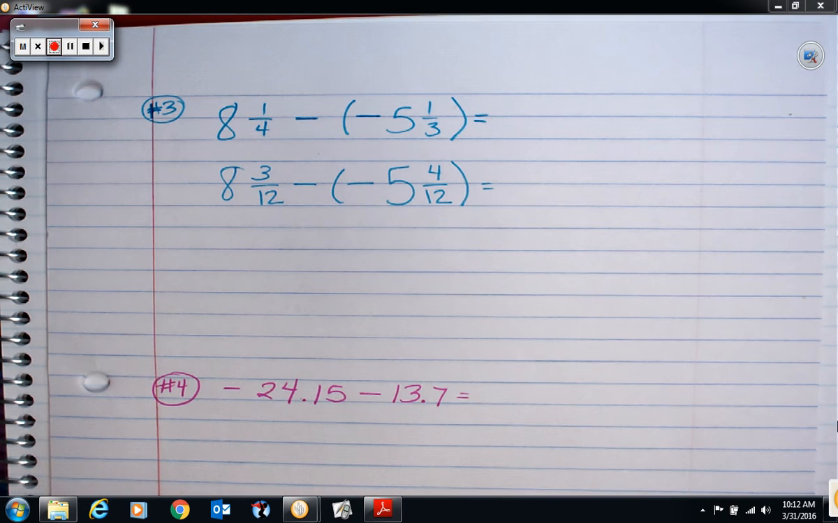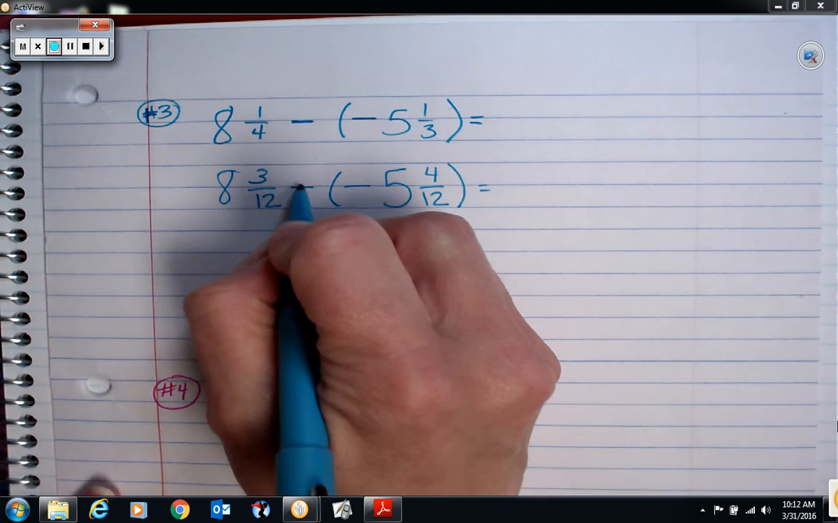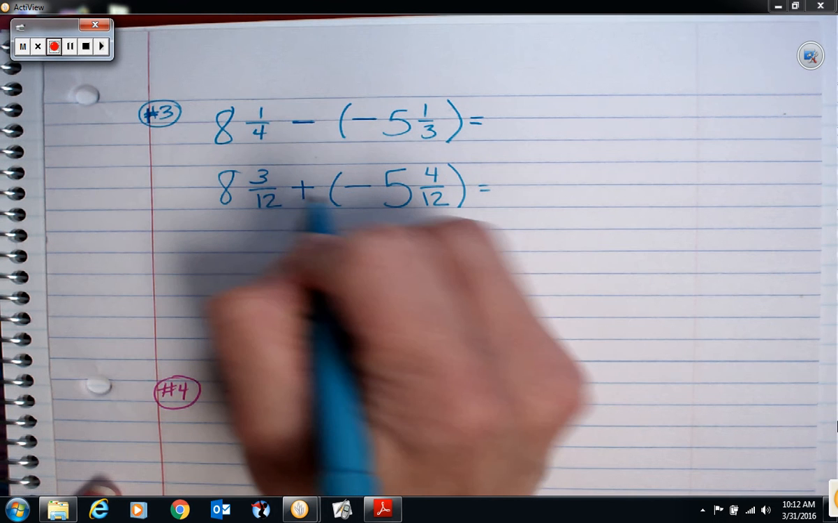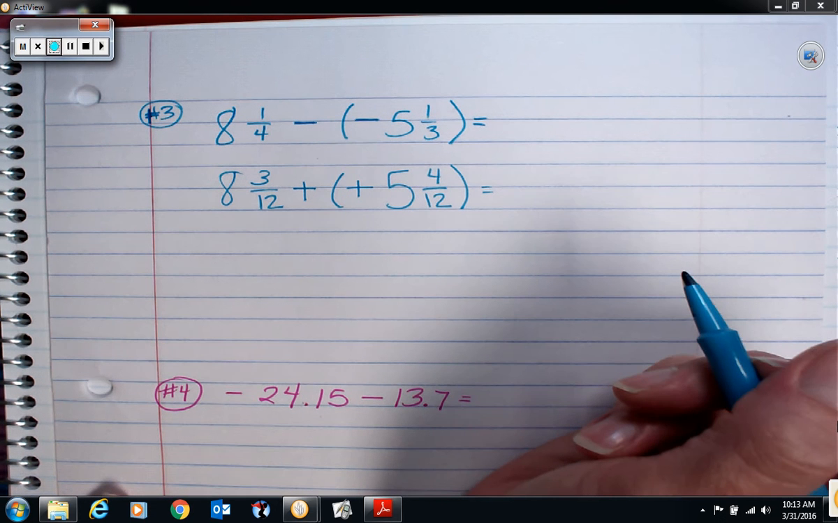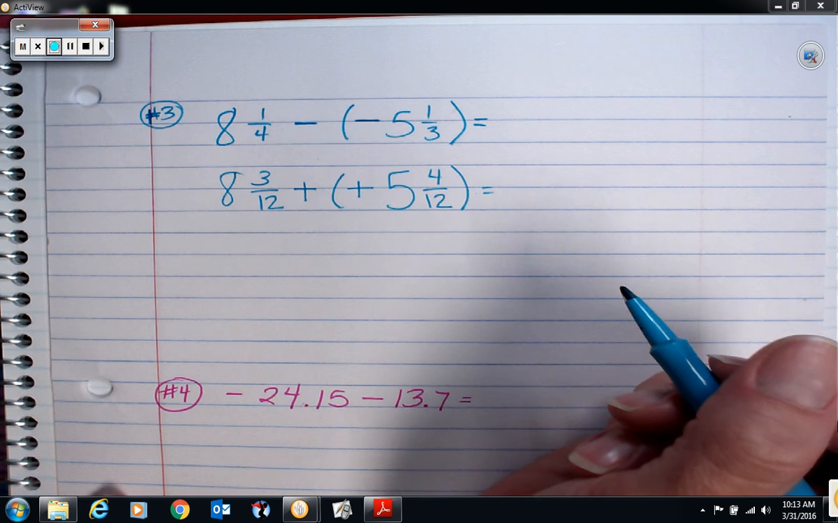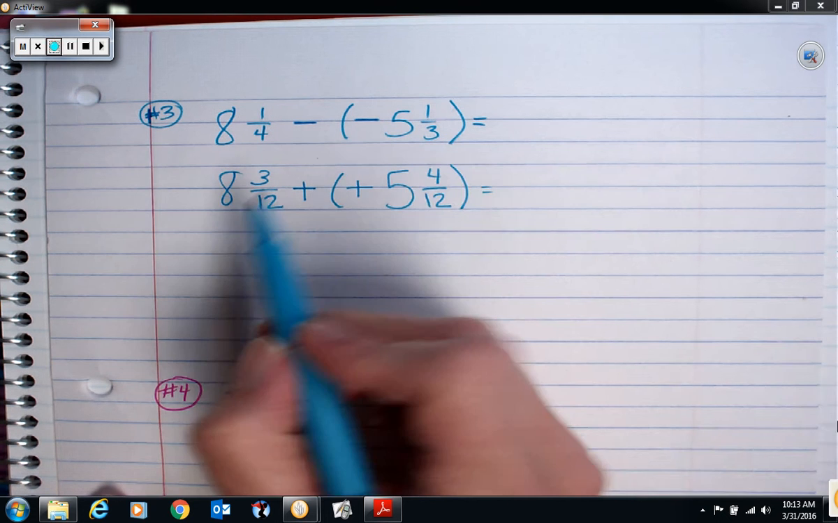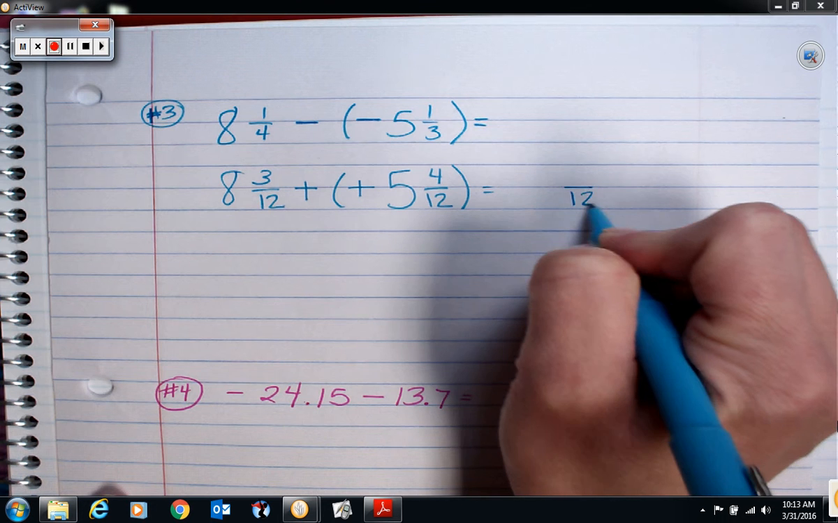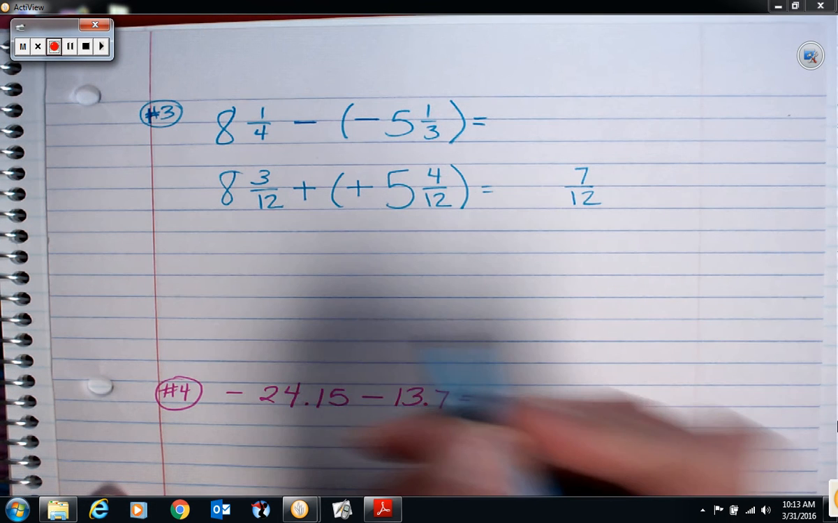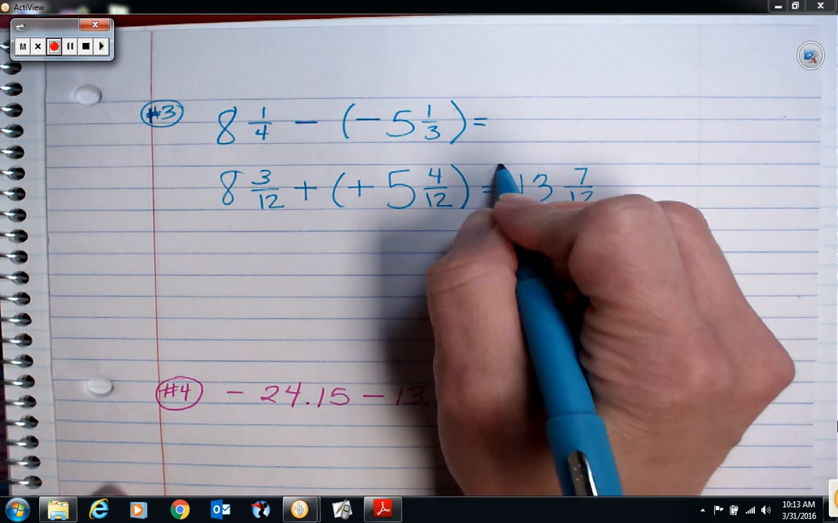And now I want to use my rules for subtracting integers to apply to subtracting mixed numbers with different signs. So instead of subtracting a negative 5 and 4/12, I want to add a positive 5 and 4/12. So instead of subtracting, I'm going to add. Instead of a negative 5 and 4/12, I'm going to change it to a positive 5 and 4/12. So now I'm adding those two mixed numbers, and they're both positive. So 8 and 3/12 plus 5 and 4/12. That's 7/12, and 8 plus 5 is 13, so my final answer is 13 and 7/12.